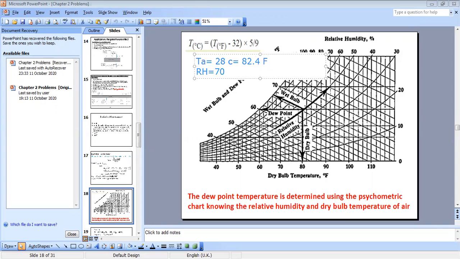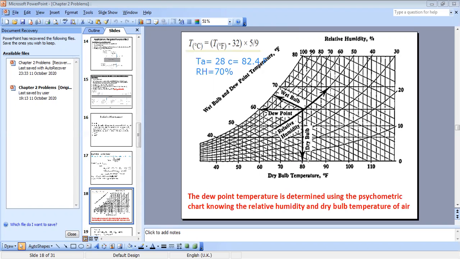So how to find the dew point temperature of air? What I should do is, first I should find the point of TA equal to 82.4 and the relative humidity equal to 70%. So I go to my chart. First, I take a line. This is the dry bulb temperature. This is 80. And as you can see, from 80 to 90, you have 5 divisions. So here you have 1, 2, 3, 4, 5. So each division is 2. So 82.4 is nearly here.